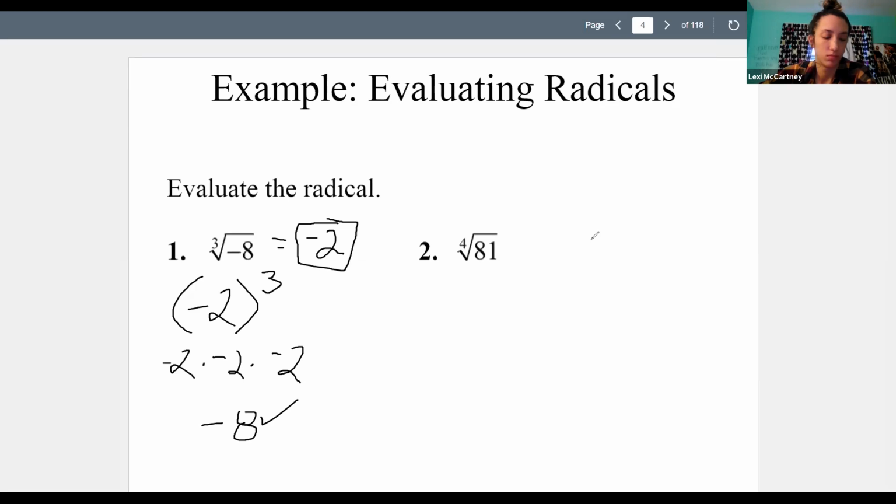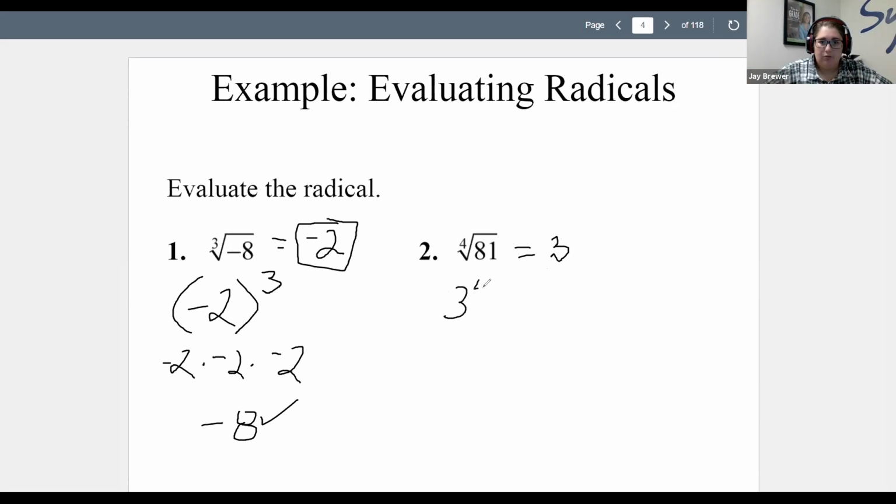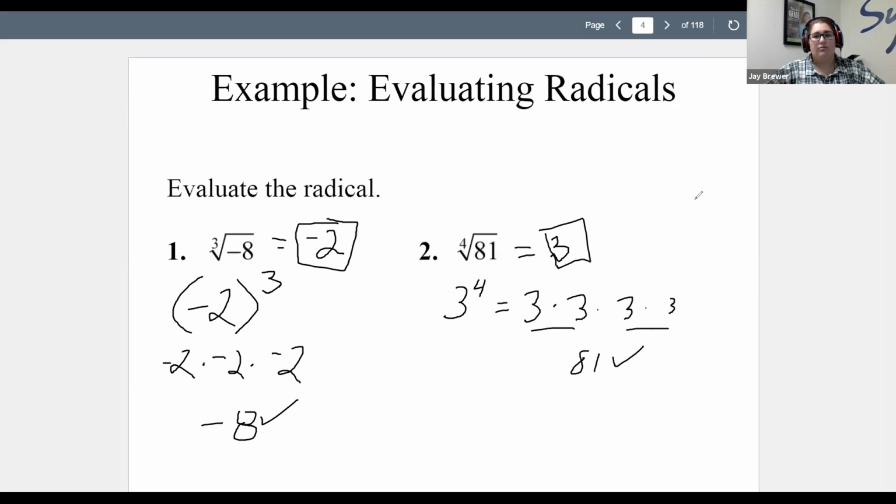3. Yes. Okay. So if you wanted to justify it, 3 to the 4th power. Well, that's 3 times 3 times 3 times 3. So 9 times 9, 81. Okay, so 3 is your answer. Now, does anyone need me to explain how to put them in the calculator?